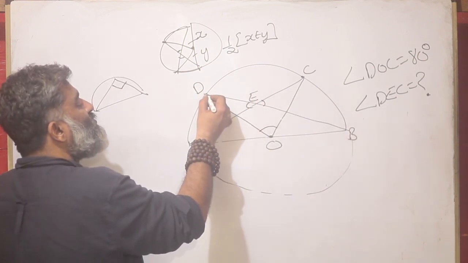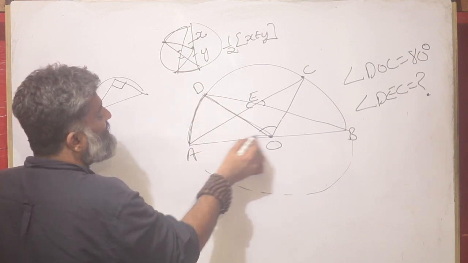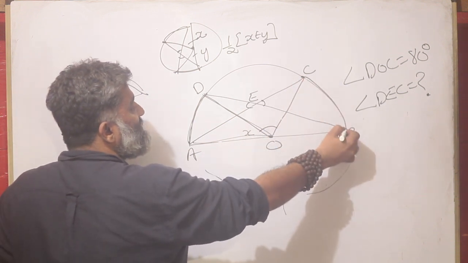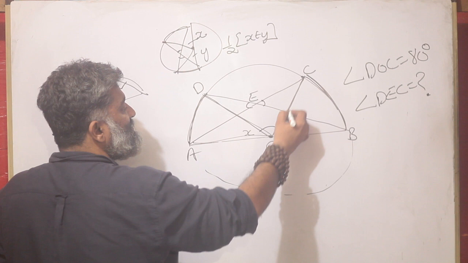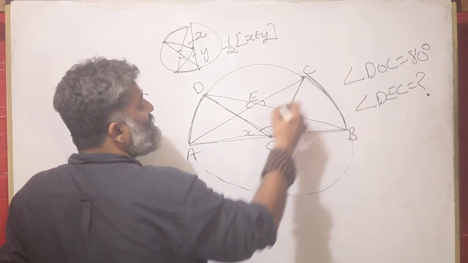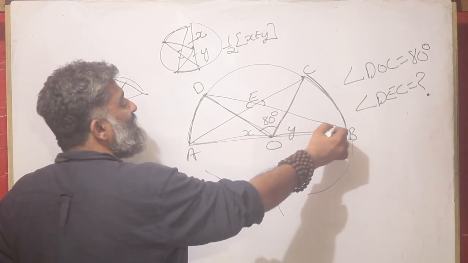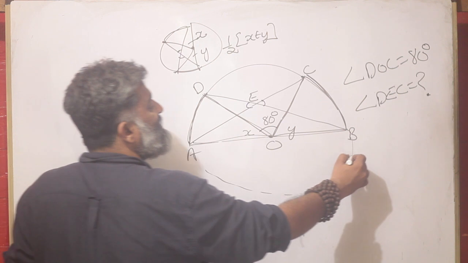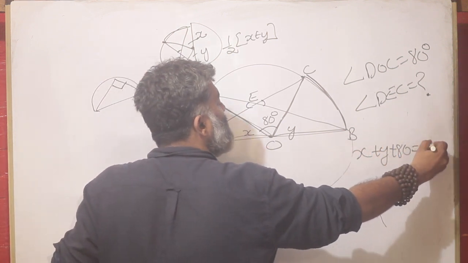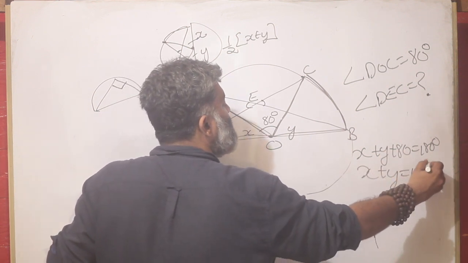So now I am thinking, okay, where is this angle dropping? I see this is the angle, let me call it X for a second. And then I look at the other segment and I see this is the angle, let me call it Y for a second. And I know this angle is 80 degrees. I also know that the sum of all angles in a straight line is 180 degrees. That means X plus Y plus 80 is equal to 180 degrees. So X plus Y is equal to 100 degrees.